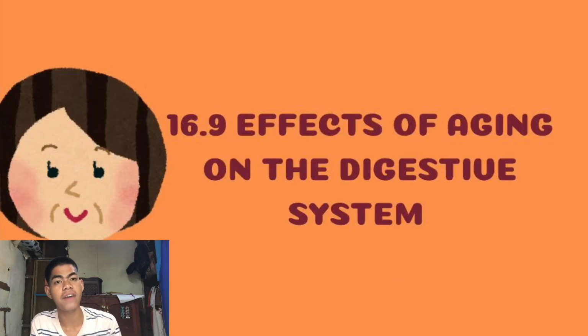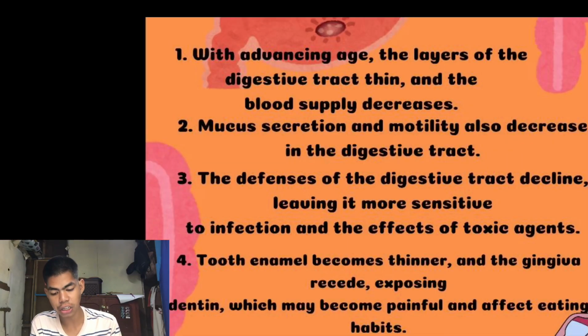Next, let's go to 16.9, effects of aging on the digestive system. So with advancing age, the layers of the digestive tract thin, and then blood supply decreases. So mucus secretions and motility also decrease in the digestive tract. So the defenses of the digestive tract decline, leaving it more sensitive to infection and the effects of toxic agents.